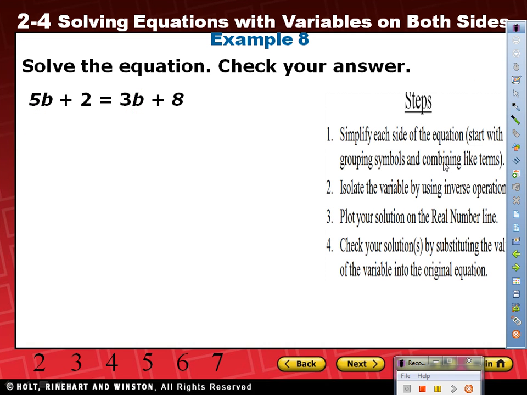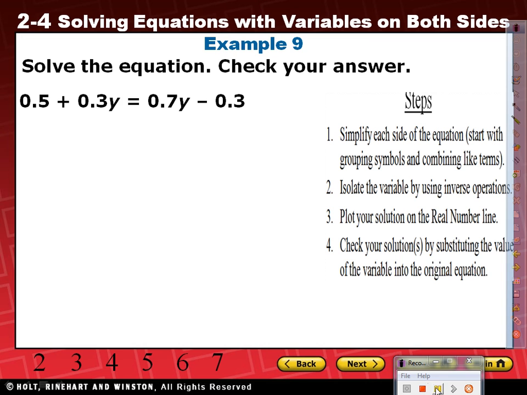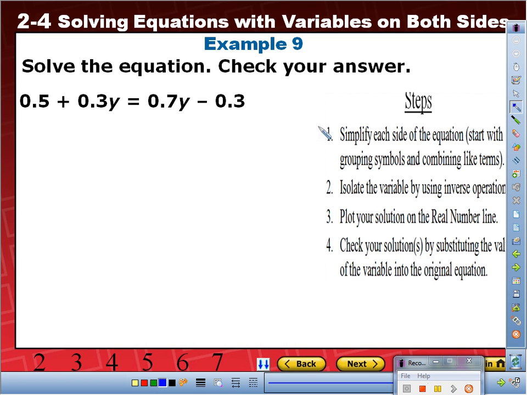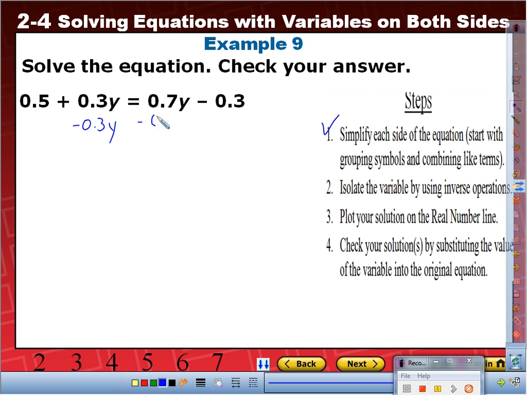Here it goes. You can copy that anywhere you want. See if you can do that one by yourself. It's the same process now with decimals. Put it wherever you want, this one. Okay. Here we go. Starting with simplification. Do we have grouping symbols? No. Combine like terms? No. What is my smallest variable? 0.3. So I'm going to subtract 0.3y from each side.